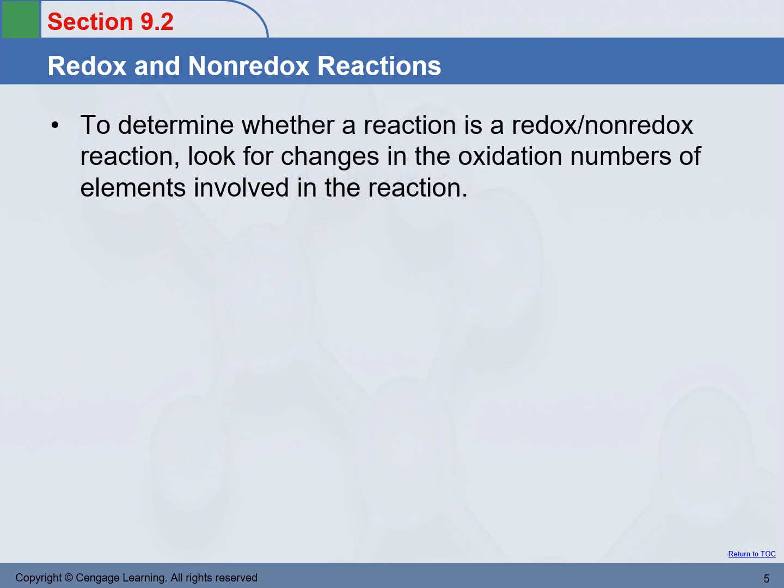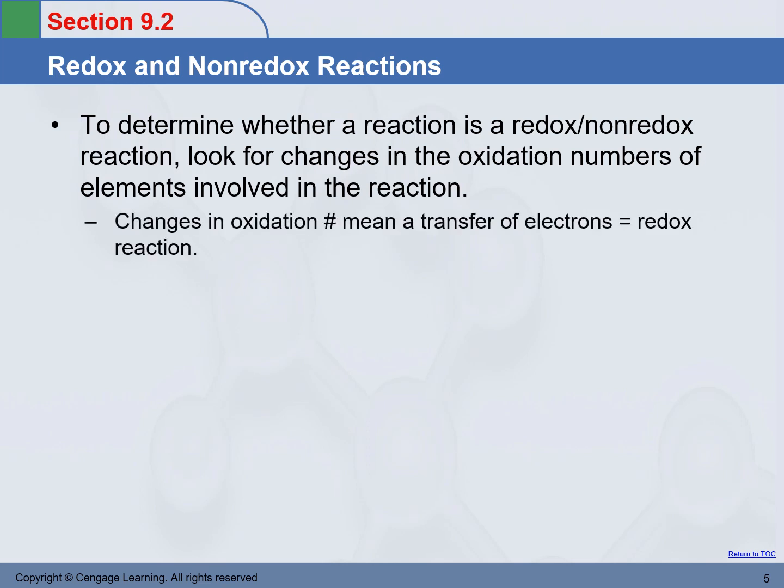Here comes our goal of learning oxidation numbers. We use it to decide whether a reaction is a redox. To determine whether a reaction is a redox or non-redox, look for changes in the oxidation numbers of elements in the reaction. If there is a change in oxidation number before and after the reaction for any element, then that reaction is a redox reaction. If there isn't a change, that's a non-redox.